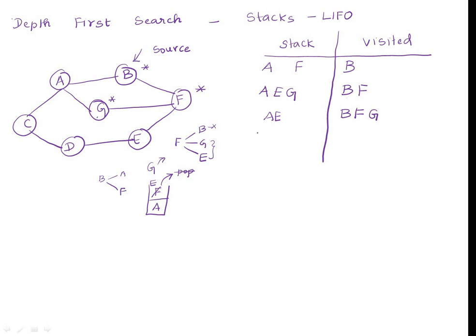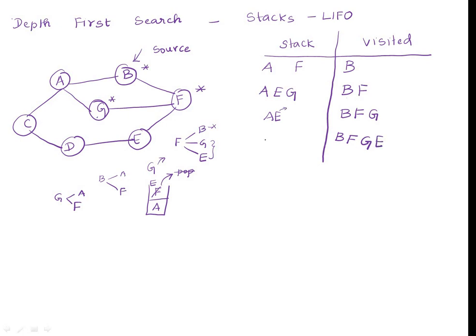G's degree is equal to 2, where G is connected to A and F. But both these vertices A and F have been updated either in the stack column or in the visited column. So I am not going to update those two values again. I am just going to continue my iteration since there is no addition of vertices. So this becomes B, F, G, and popping the topmost value, E is the topmost value.